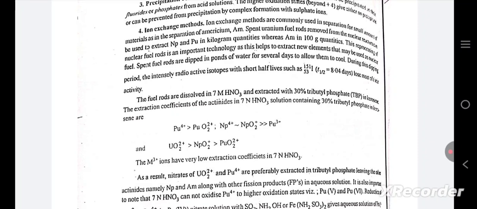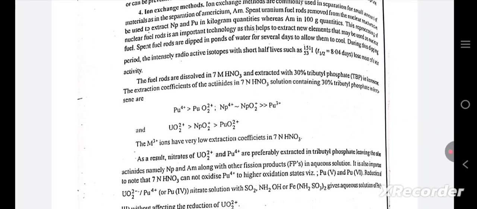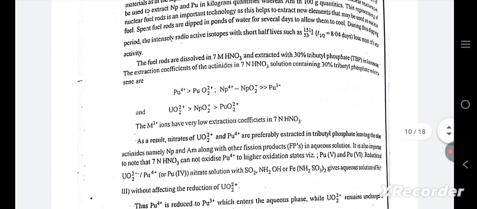The repurposing of nuclear fuel rods is an important technology, as this helps to extract new elements that may be used as nuclear fuel. Spent fuel rods are dipped in ponds of water for several days to allow them to cool. During this dipping period, the intense radioactive isotopes with short half-lives lose most of their activity.